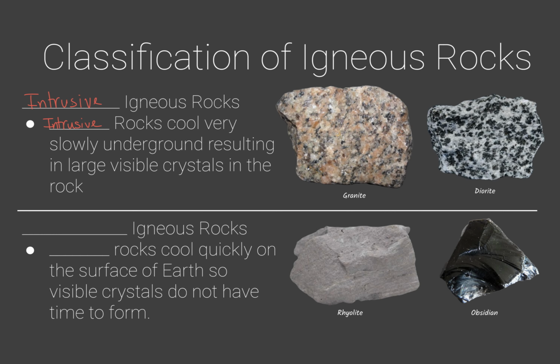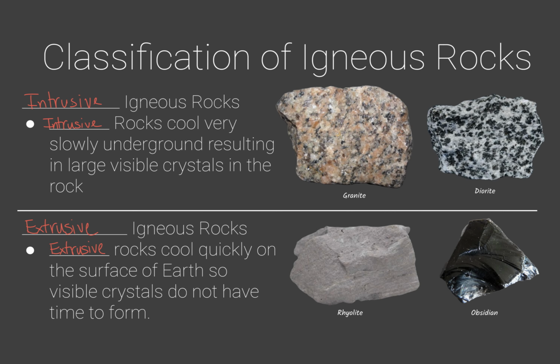The other type of crystal size comes from extrusive igneous rocks. Extrusive rocks cool very quickly on the surface of the earth, and this means that they cool so quickly that their crystals don't get large enough to be seen with the naked eye. Here we have a lighter colored rhyolite. Again, the crystals in this rhyolite are too small to be seen with the naked eye. It just looks like a smooth rock.